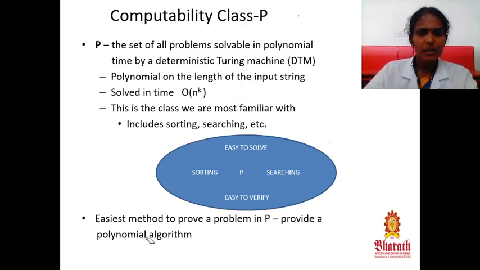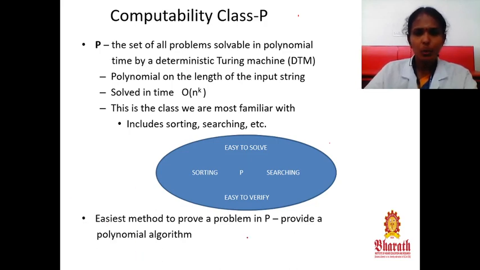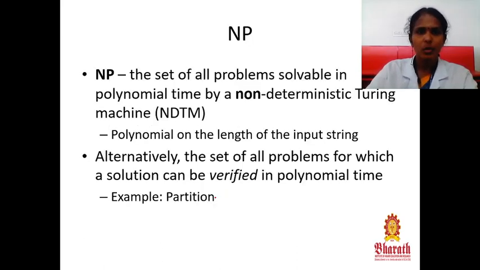So the easiest method to prove a problem is in P is to provide a polynomial algorithm. So these are the polynomial classes. The next one is NP, non-deterministic polynomial problem. The general definition of this is the set of all the problems solvable in polynomial time by a non-deterministic Turing machine, called NP.